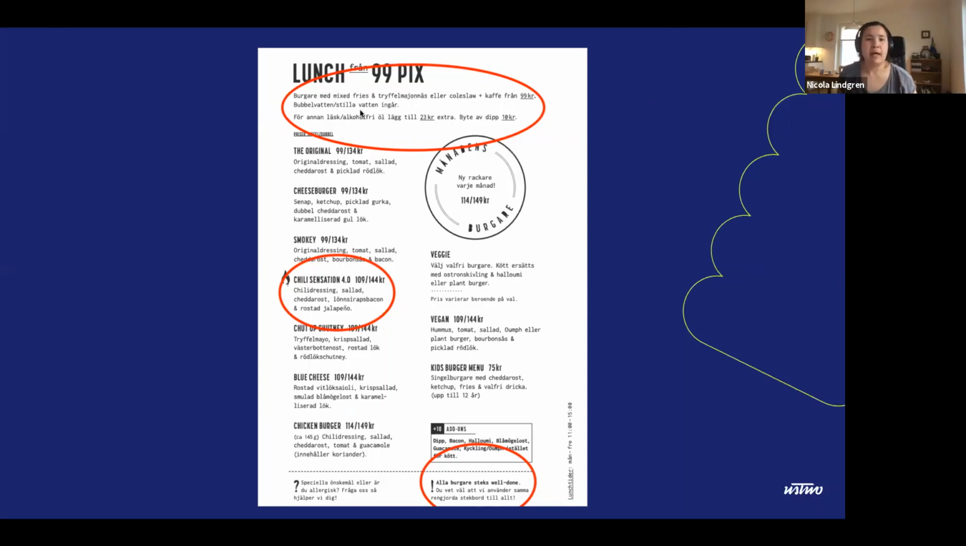Starting from the top, the burger has mixed fries, truffle mayonnaise, coleslaw, and coffee, and that bubble sparkling water or still water is included. Scrolling down, this is my favorite order, a chili sensation. It comes with chili dressing, lettuce, cheddar cheese, maple syrup bacon, roasted jalapeno. And at the bottom right, we're told that it's well done, the meat. But we're never here told explicitly which meat we're dealing with. So here, as a customer with my own experiences and expectations, I'm expecting beef mince patty. And that is actually what you have here. So often in the real world, not everything is going to be spelled out clearly as to what people are wanting or expecting.